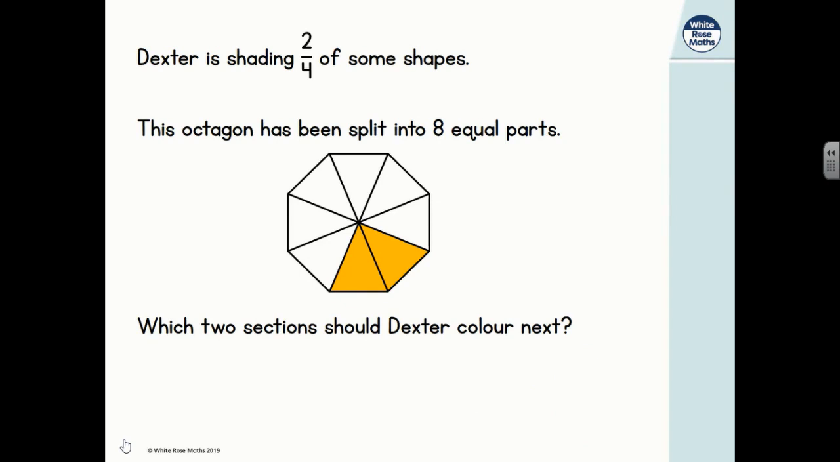Which 2 sections should Dexter colour in next? Pause here to have a think. Let's see what Dexter does. That's a good idea, Dexter. I can really clearly see that half of the shape has been coloured in, which is equivalent to 2/4. Were they the only 2 that Dexter could have coloured in? What about these 2? That shows a half as well, which we know is equivalent to 2/4. Brilliant work, Dexter.